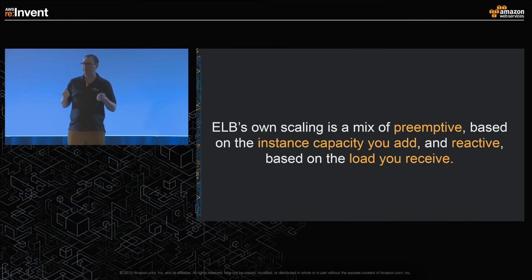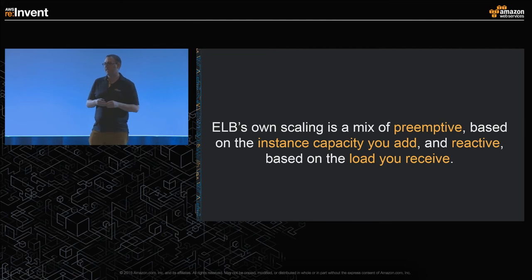So we have two different ways that we scale our load balancers today, both preemptive and reactive. Preemptive scaling means that if you register some instances behind your load balancer, either directly or through auto-scaling groups, we'll assume you're adding those instances for a reason, right? We'll assume you're expecting a workload, and we'll go ahead and preemptively scale the ELB to match, right? So we'll make the ELB at least as large, more likely twice as large as whatever you've scaled to because of our availability zone configurations.